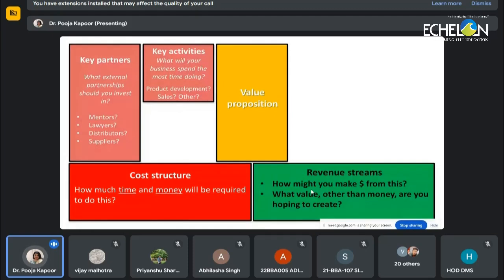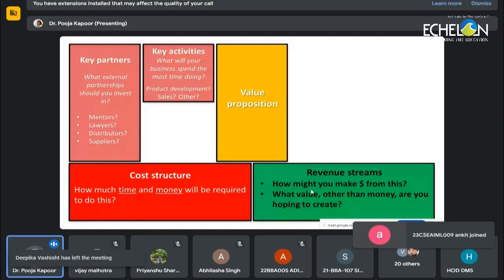What are the most important actions to deliver your value proposition? For example, a business which is into development, a business which is into marketing, a business which is into operations, they involve certain kinds of activities like product development, sales, or any other particular activity. In your case, if I talk about software development, continuous software development and updates are required.